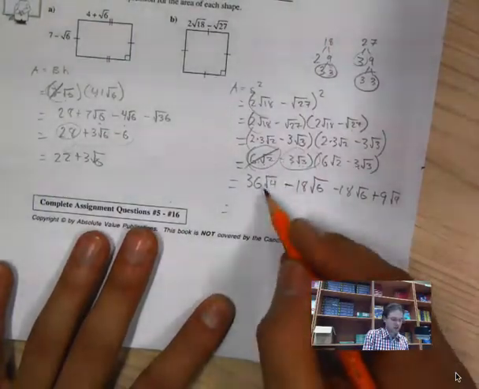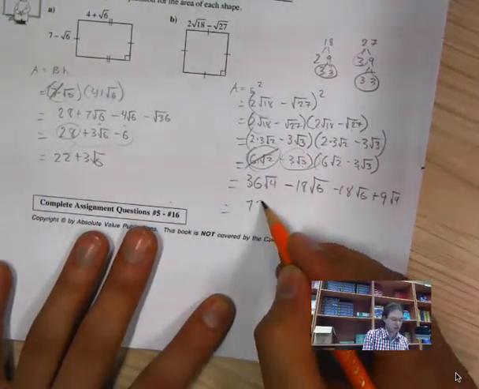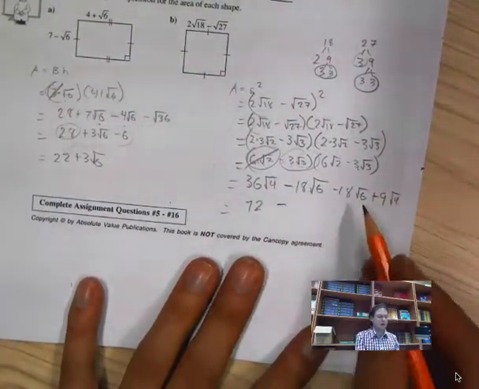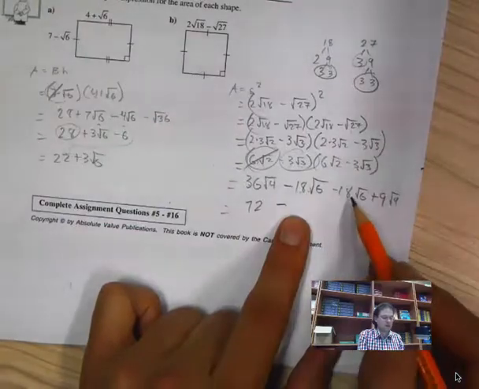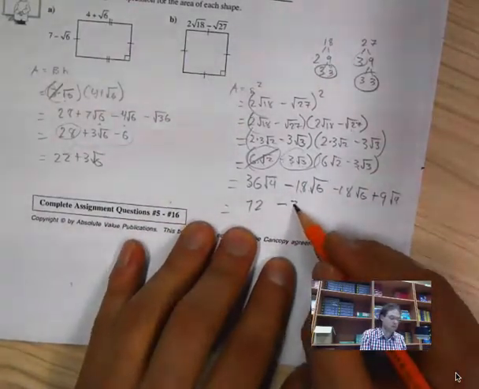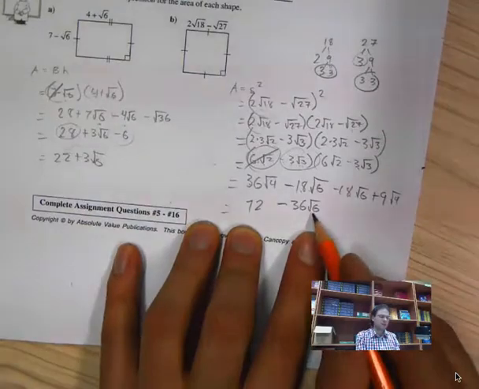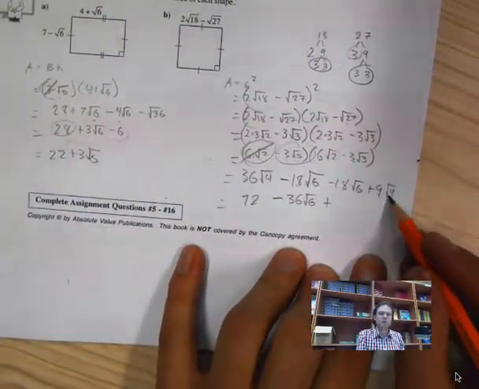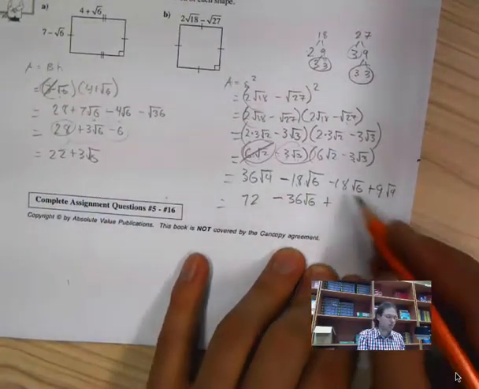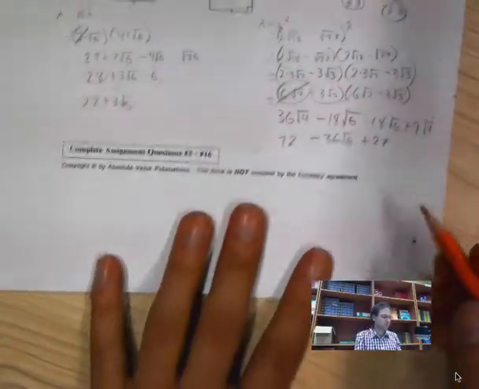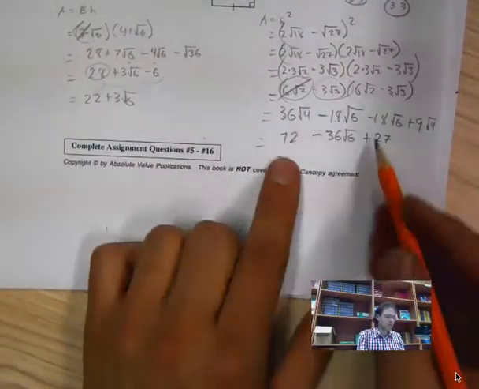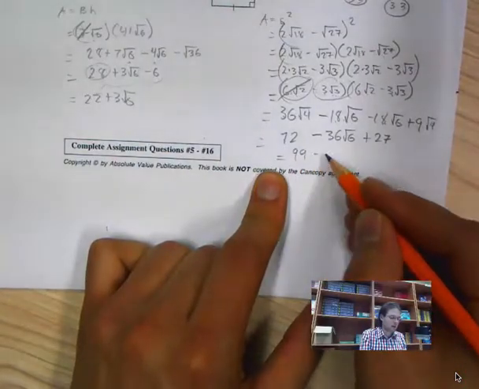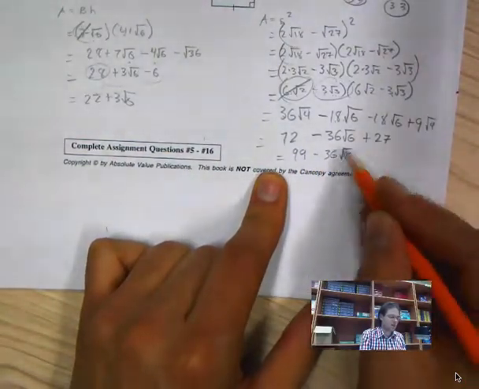This is the same as 2, so 36 times 2 is 72. Minus, we have two groups of 18 root 6, so really it's 18 plus 18, which will give me a total of negative 36 root 6. We can't simplify that root 6 anymore. Then we have to plus 9. What's the square root of 9? 3. So 9 multiplied by 3 is 27. So that's going to give me 99. 27 plus 72 is 99 minus 36 root 6.